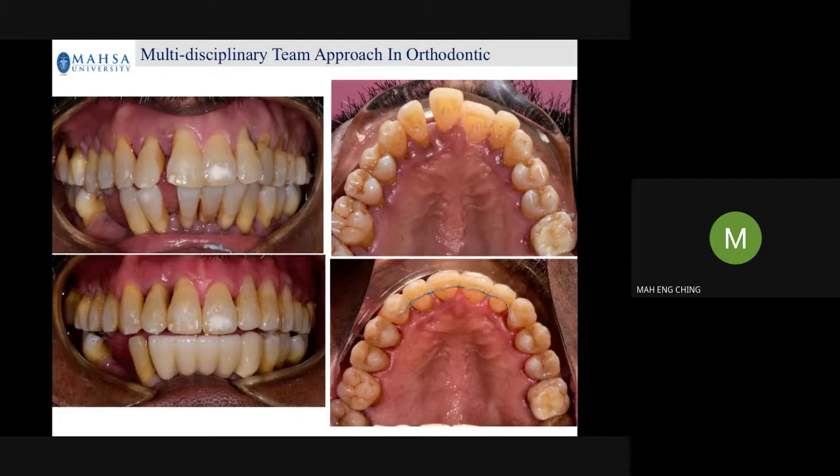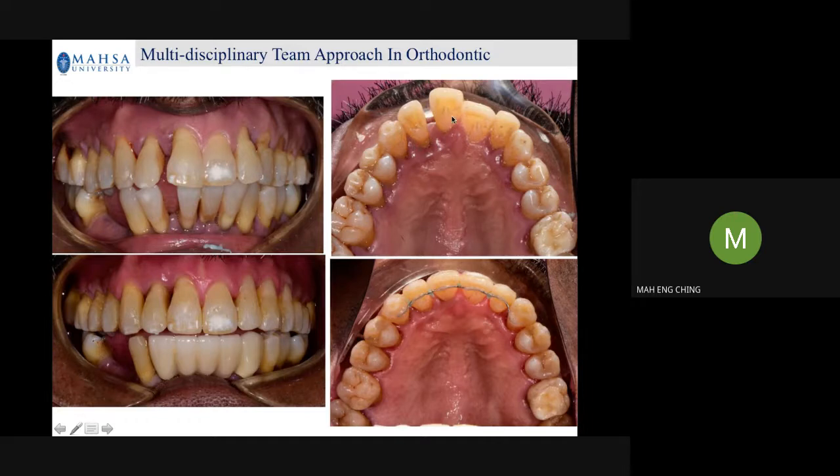Okay, so now we come to a little bit of case discussions. So you see this patient, I think everyone agrees with me, this is a patient with a periodontal compromise. You can see the central incisor, there's so much recession. Then if you see the palatal also, there's a lot of gum recession. Then the teeth are falling apart.